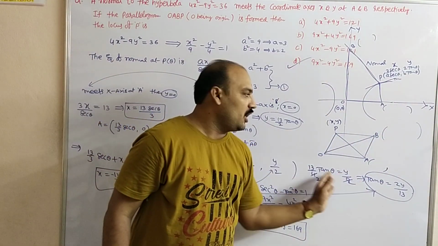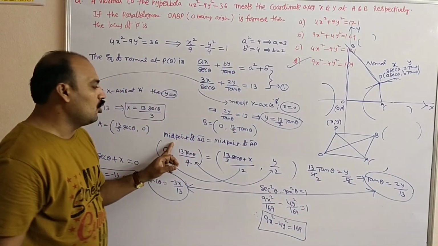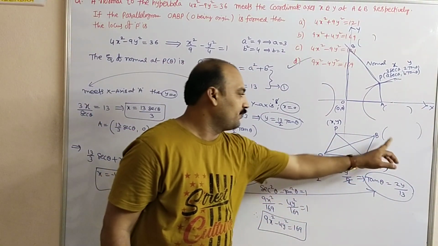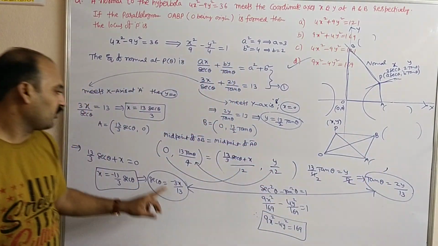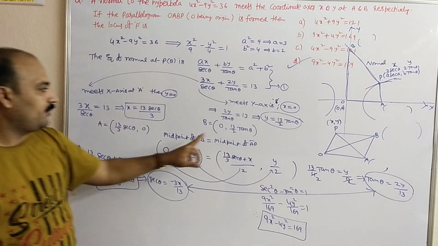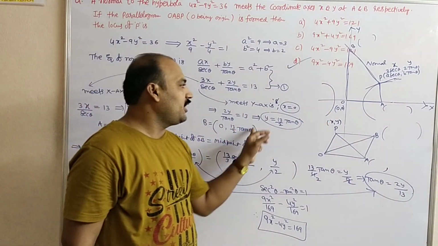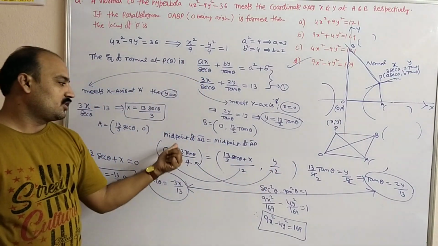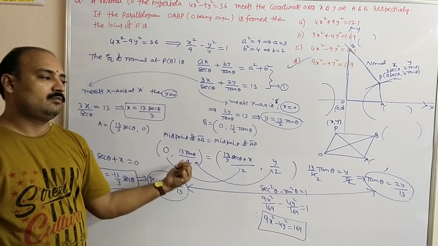In the parallelogram OABP, diagonals bisect each other, so midpoint of OB is equal to midpoint of AP. So midpoint of OB, OB means here B point and O point. 0 plus 0 by 2 means 0. 13 by 2 tan theta plus 0 by 2. So 13 by 2 tan theta by 2 means 13 by 4 tan theta.